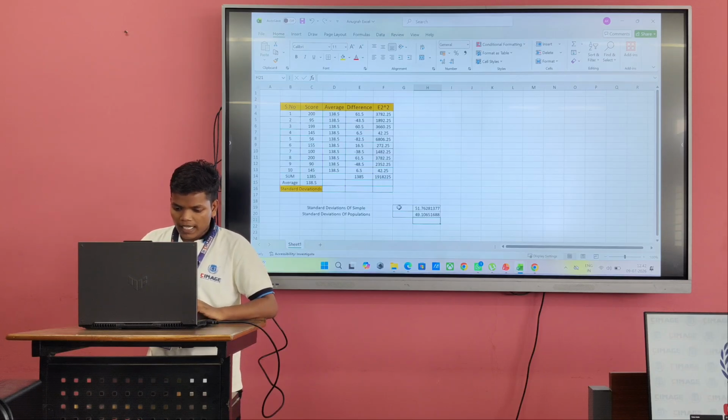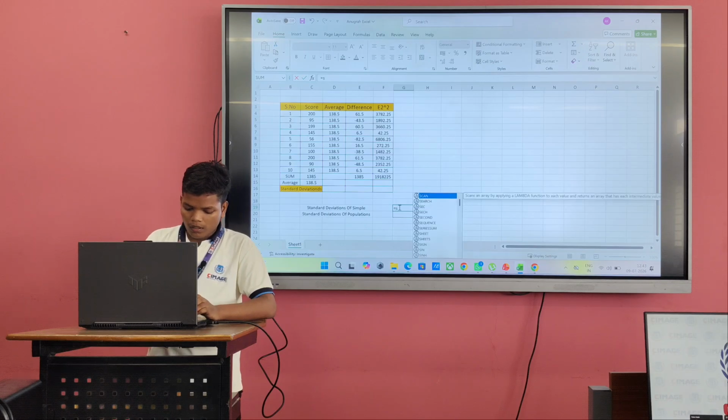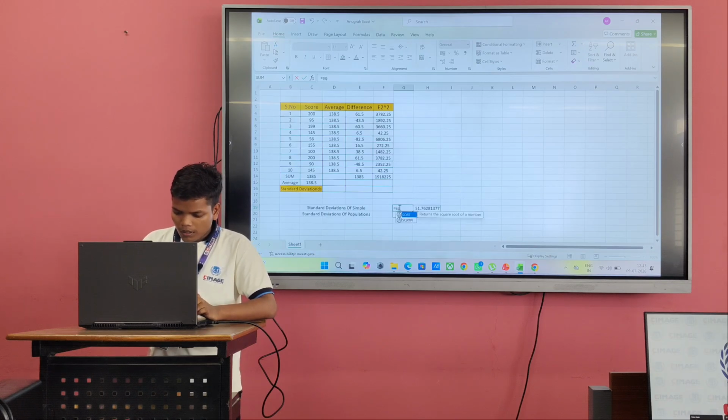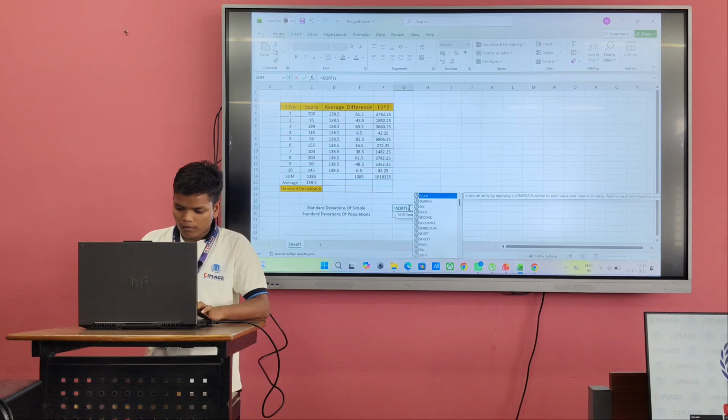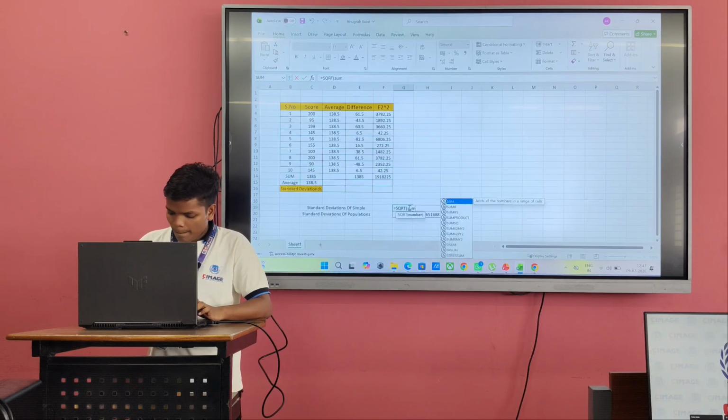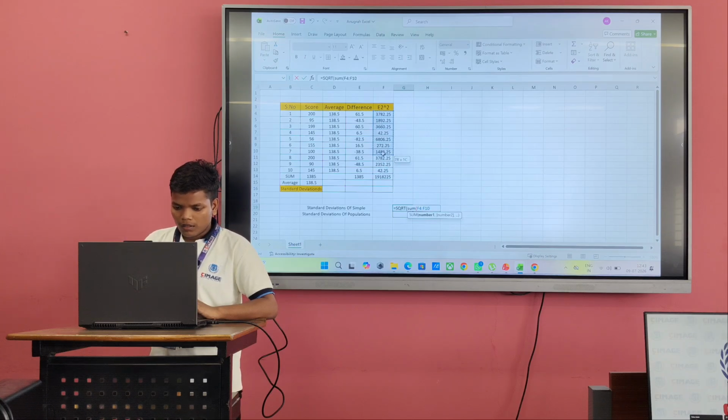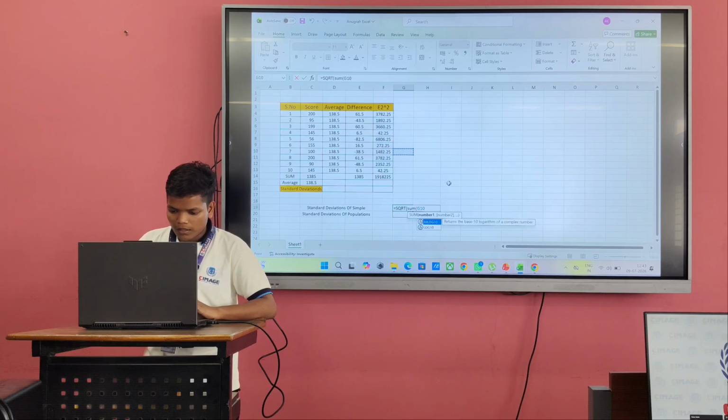And next is equal to SQRT, SUM. Select this data. Sorry, for one mistake.